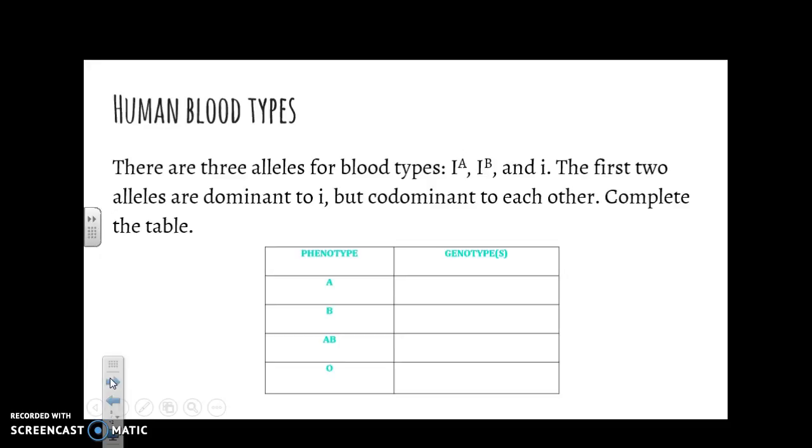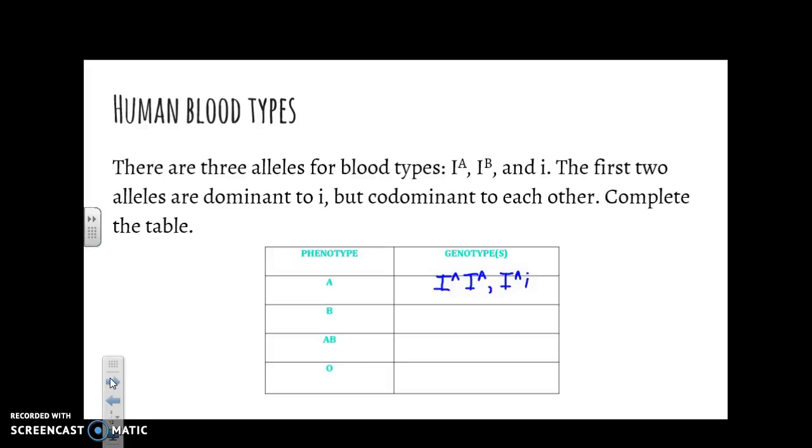Scientists call them I^A, I^B, and little i. So the first two alleles are dominant to i. What that means is that you'll have I^A I^A for A blood, or you could have I^A i. And that's going to be for A blood. It also says they're co-dominant to each other.